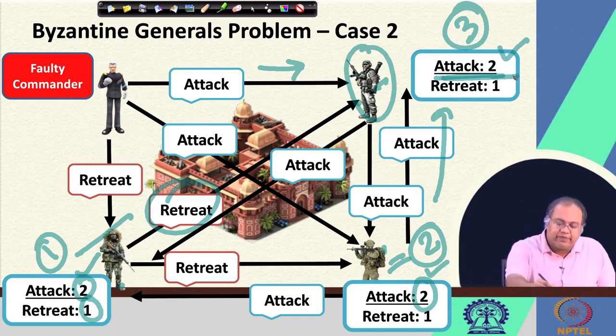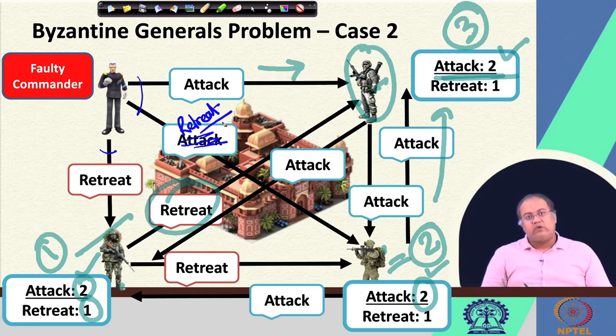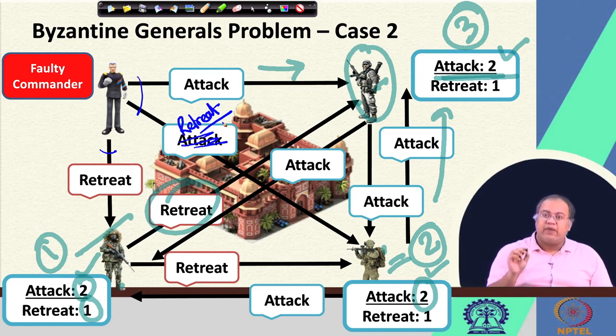Now, you might ask the question: what if, rather than sending attack to 2 of the people and retreat to 1, the attacker sends retreat to 2 of the friends and attack to another fellow? If that is the case, then also we are going to reach consensus, but at that time we are going to reach consensus on the value retreat.